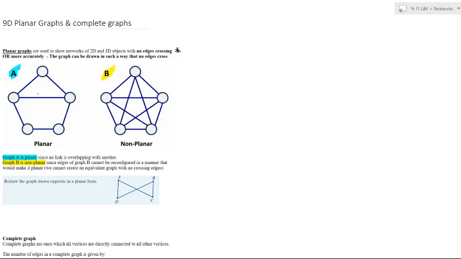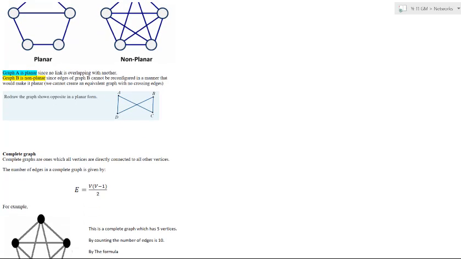So graph A is planar here, you have no edges crossing. Graph B is non-planar, alright, because if you try and move the edges around, you can't do it such that no edge crosses another edge.